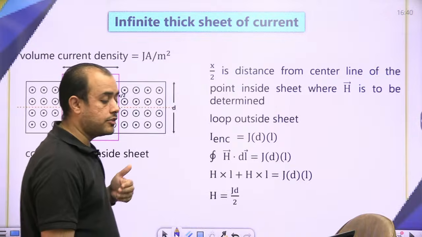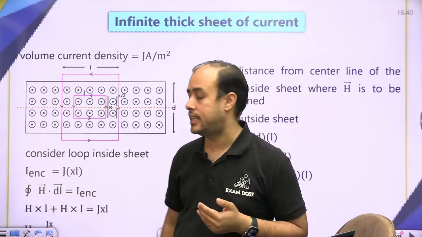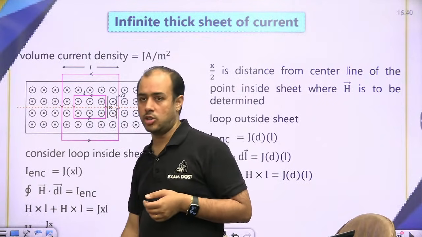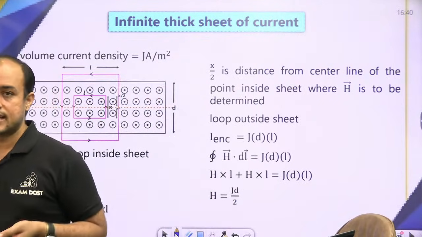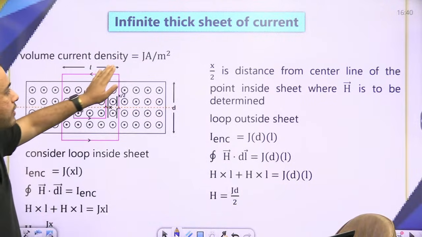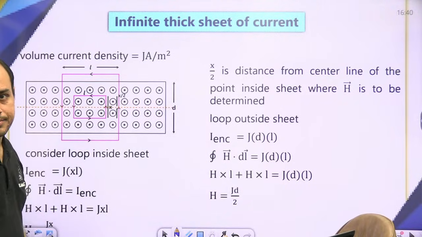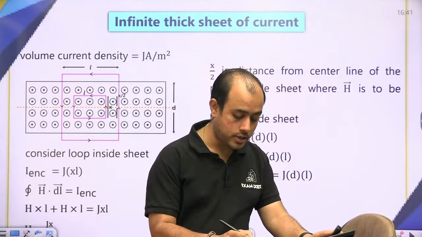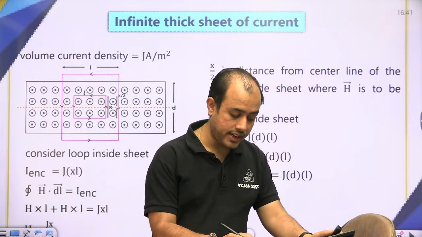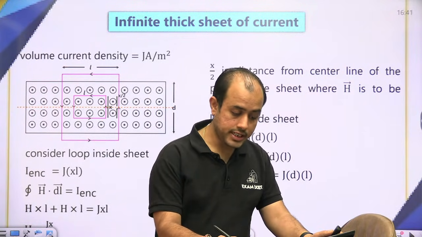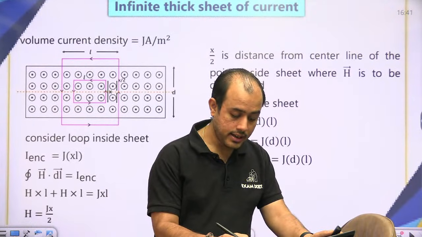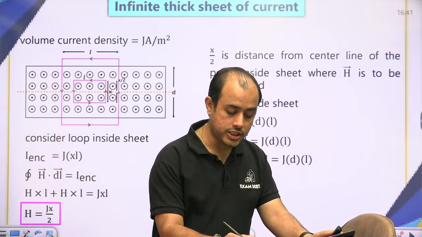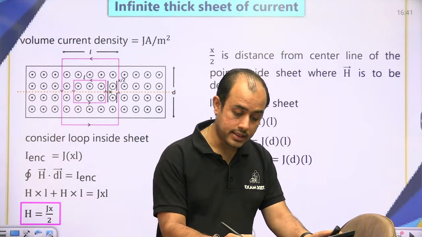ओके. But what if it is a thick sheet? Thick sheet माने where current is inside the sheet also. Here I have a volume current density J. Then beta, inside the sheet I will get Jx by 2. Outside the sheet I will get Jd by 2. शीट के अंदर Jx by 2 आता है, where x is the distance from the center of the sheet. Outside the sheet Jd by 2. d is the thickness.